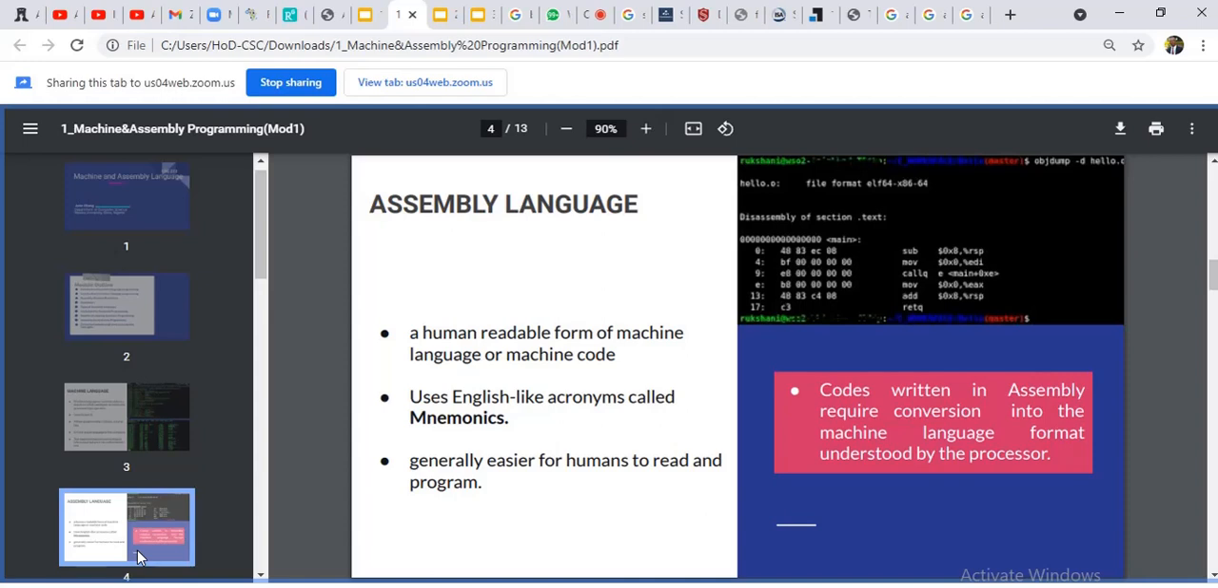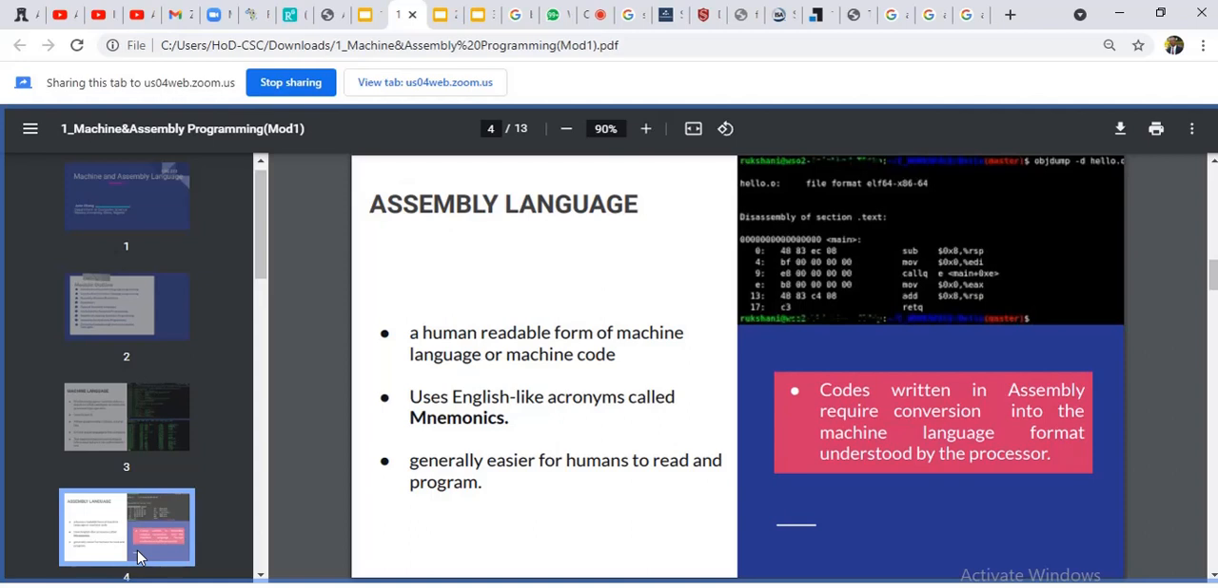So an assembly language is like that with machine language, but it requires a translator, which we call an assembler. Then it uses English-like acronyms that are called mnemonics. So mnemonics are English-like acronyms or words that are used to express assembly programs or assembly language. So it is generally easier for humans to read and to understand.